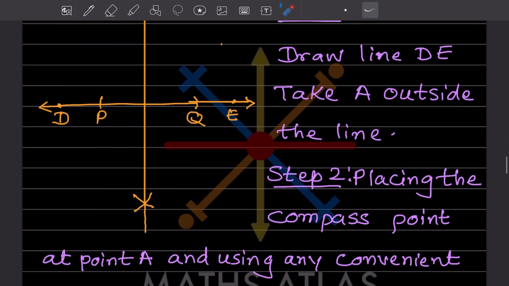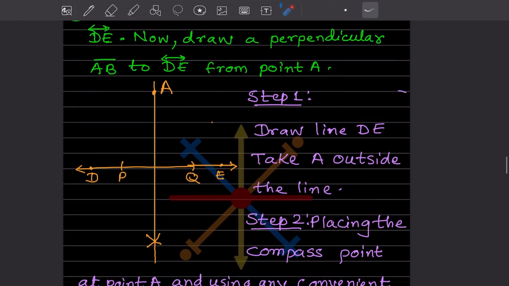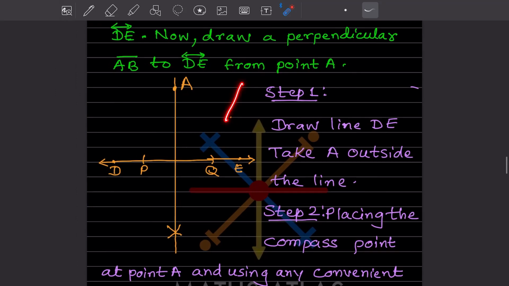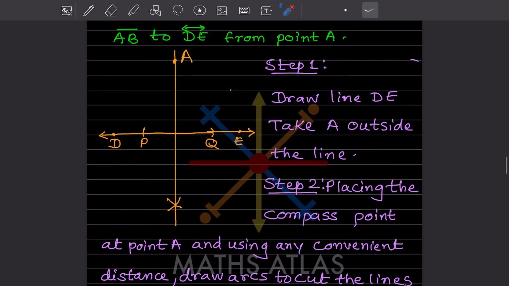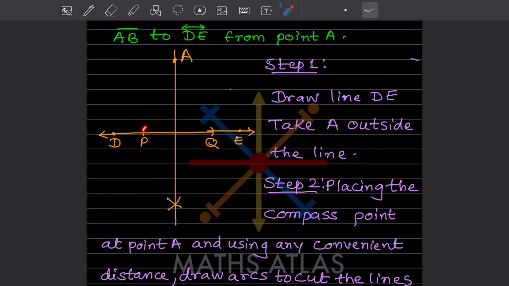Placing the compass point at point A. Here you will put a compass point over here. This is the compass. On one side there will be a pencil and the other will be the point. So you are going to place the compass point over here. And using any convenient radius, you will draw the arcs to cut the line DE at points P and Q. I just put P and Q here; you can write any alphabet. That is called a variable.